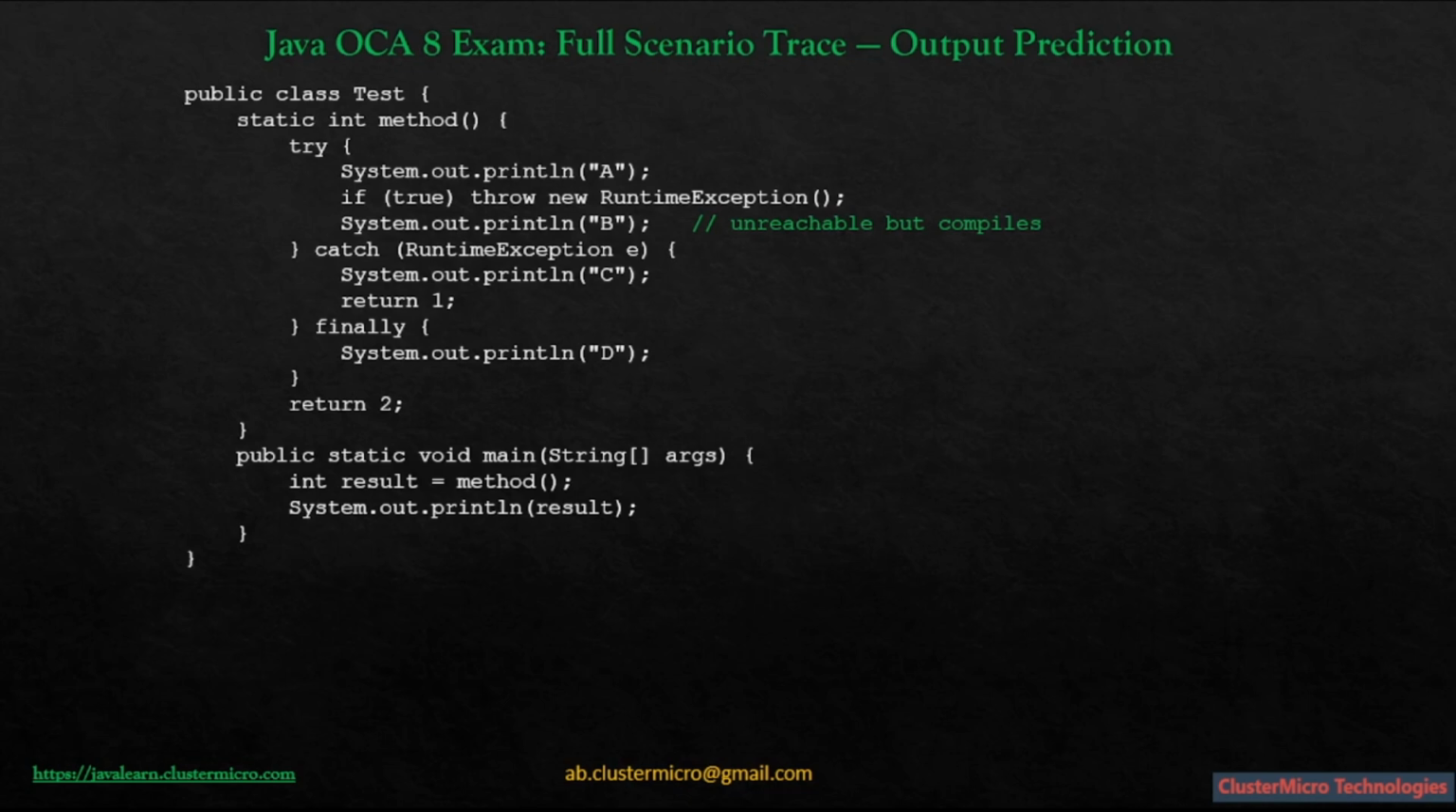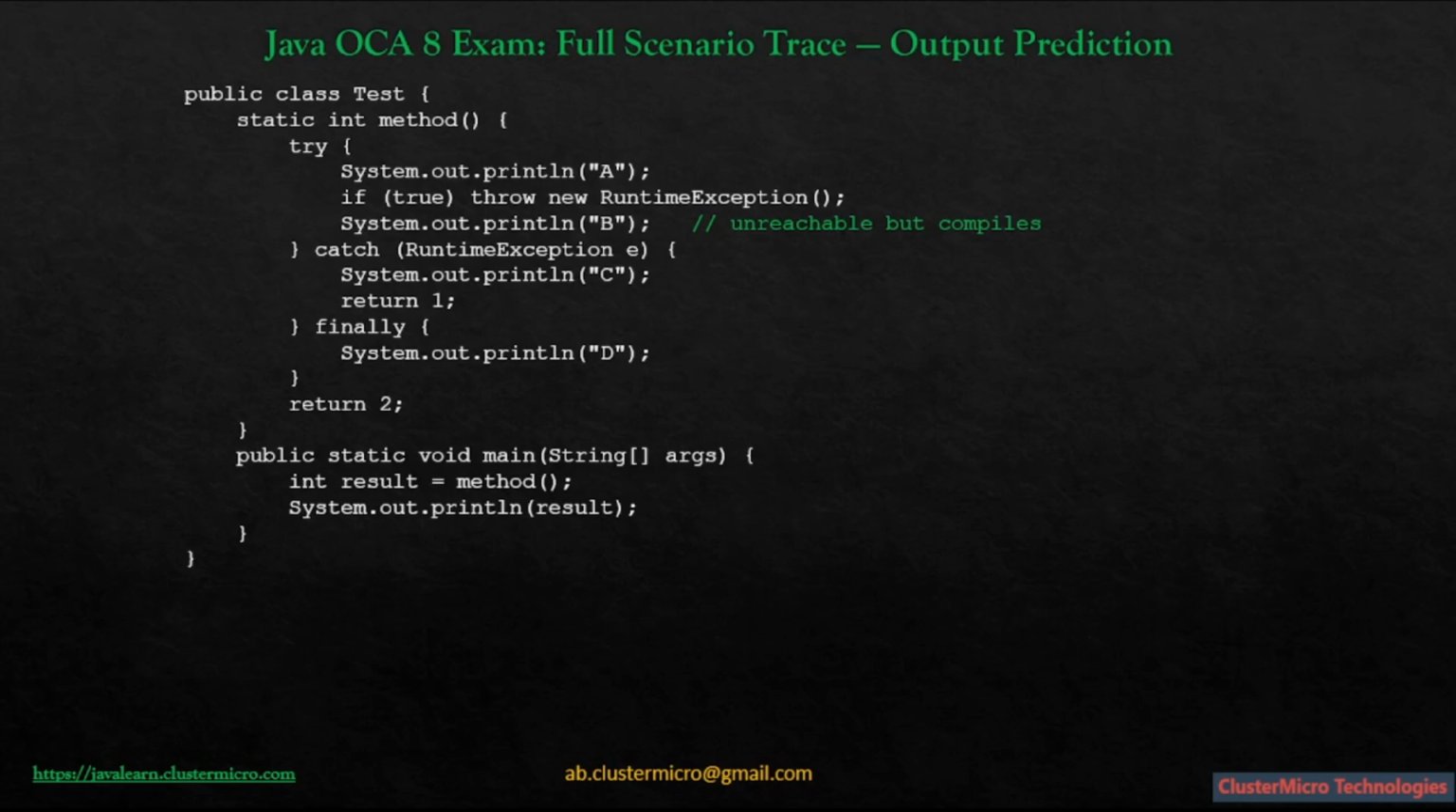Catch block. The RuntimeException is caught by the catch block. We enter catch, C is printed, then we hit return 1. Java notes the pending return value of 1, but before the return actually happens, finally must run. So finally executes, D is printed. Finally has no return statement of its own, so it does not override the pending return value of 1, so finally completes normally. Then return 1 from the catch block now completes. Method returns 1 to the caller.